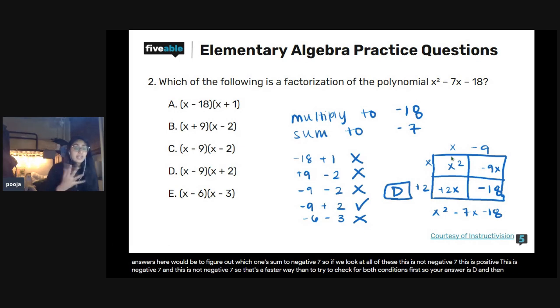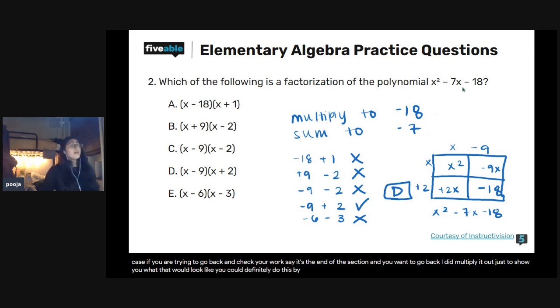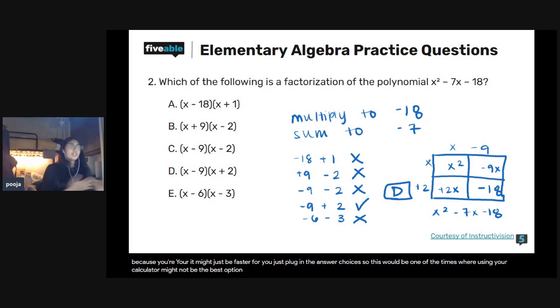And then just in case you are trying to go back and check your work, say it's the end of the section and you want to go back, I did multiply it out just to show you what that would look like. You could definitely do this by putting this in the y equals in your calculator and then finding the zeros. But because you're given the answer choices in factored form here, it might just be faster for you to just plug in the answer choices. So this would be one of the times where using your calculator might not be the best option, but generally in other times you do want to use your calculator.